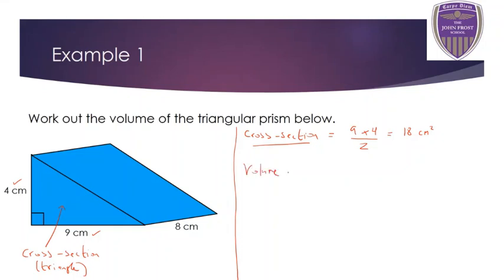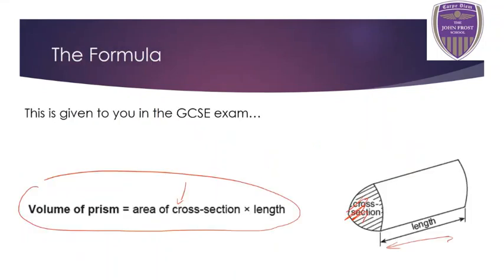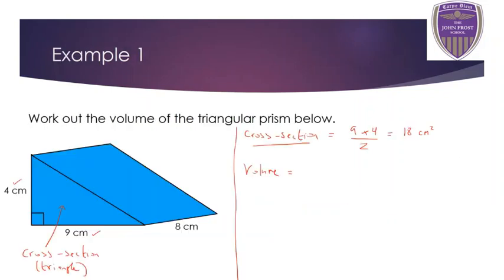So remember that to find the volume, you take the cross section, which is 18 centimeters squared, and you multiply it by the length, which is here. The length is 8. And if you work out 18 times 8, you get 144. And it's a volume, so it's going to be in centimeters cubed, because volume means you count the cubes in the shape.